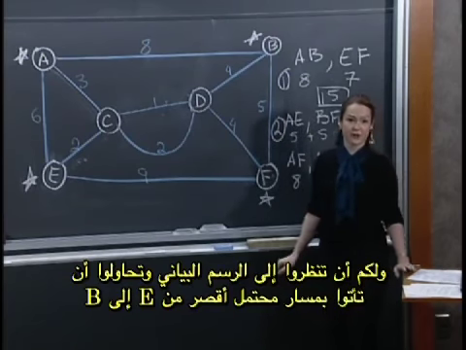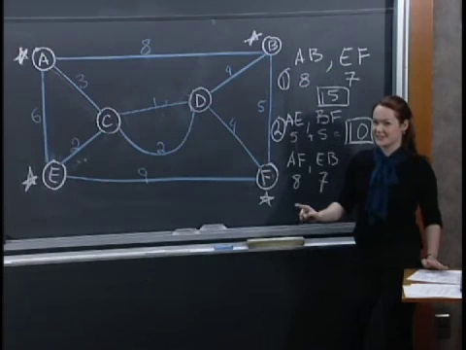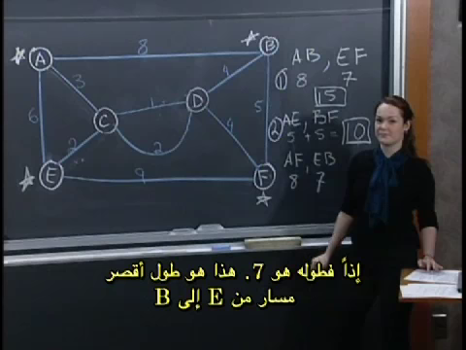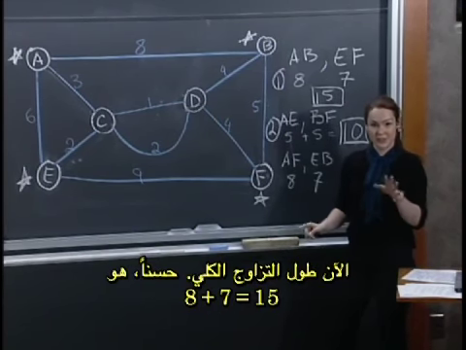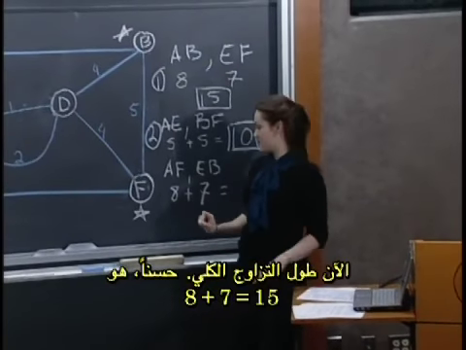And you can try and look at the graph and come up with any potentially shorter paths, but you won't be able to. So it has a length of 7. That's the shortest path from E to B. Now the length of that total matching, well, it's 8 plus 7, and 8 plus 7 is 15.